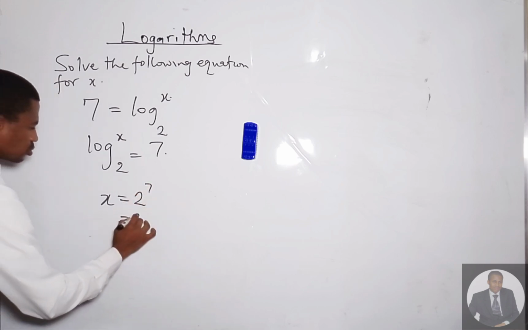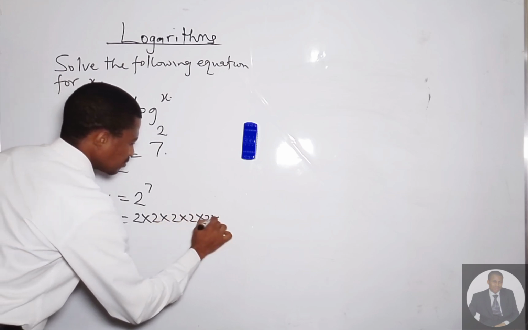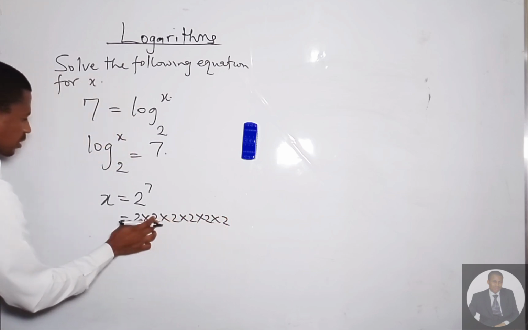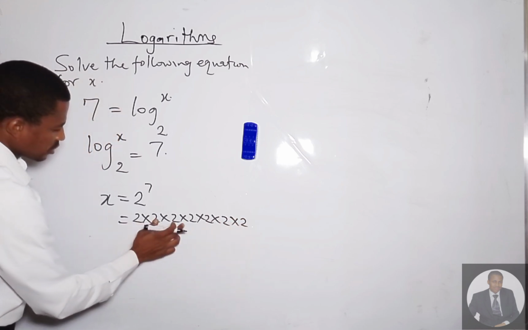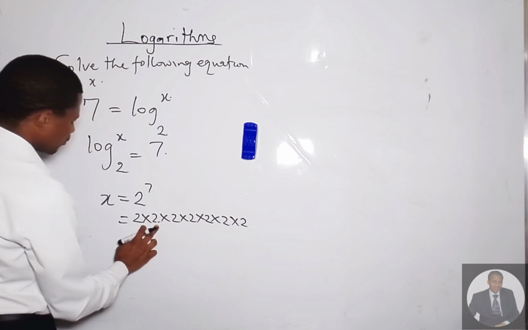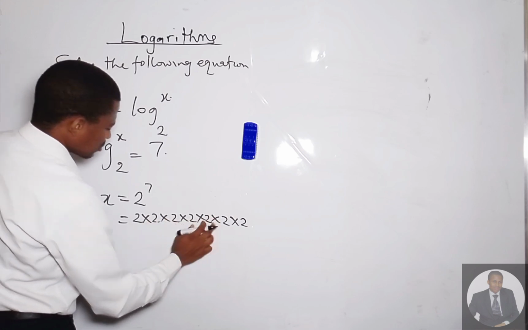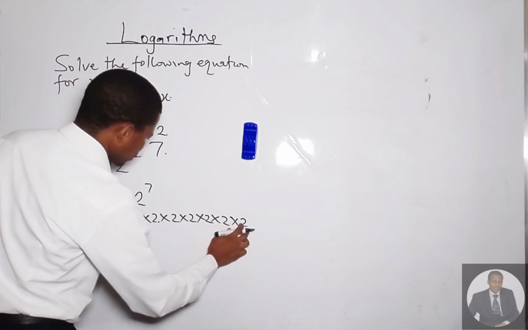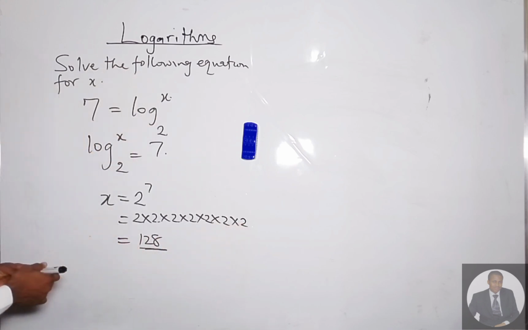So what's 2 to the power of 7? That's 2 in 7 places. 2 times 2 is 4. 4 times 2 is 8. 8 times 2 is 16. 16 times 2 is 32. 32 times 2 is 64. 64 times 2 is 128. So x here is 128.